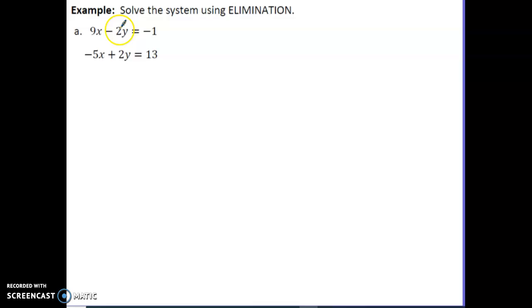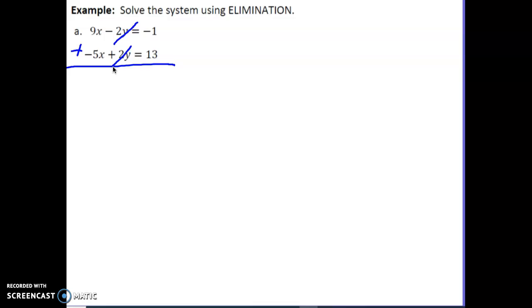You can see here I have positive 2 and negative 2. They're opposites. So what I'm going to choose to do is add my equations. And I'm just going to add straight down. When I do that, the negative 2y and the positive 2y that are opposites are going to cancel one another out. And they're gone. They're eliminated. That's why this is called the method of elimination.